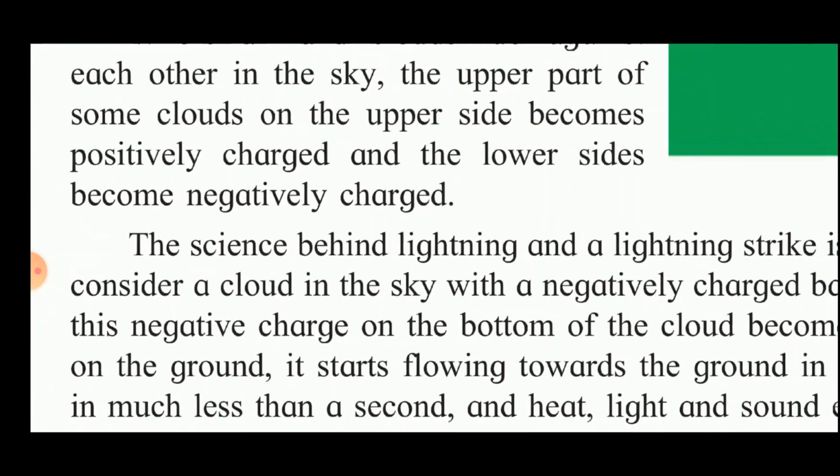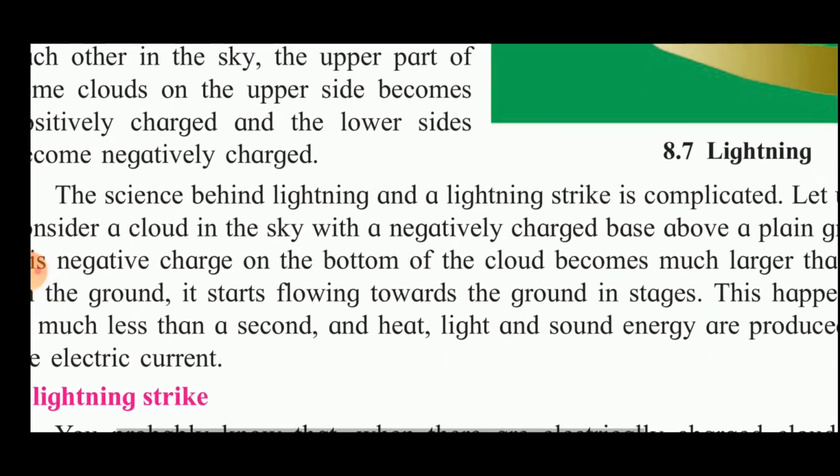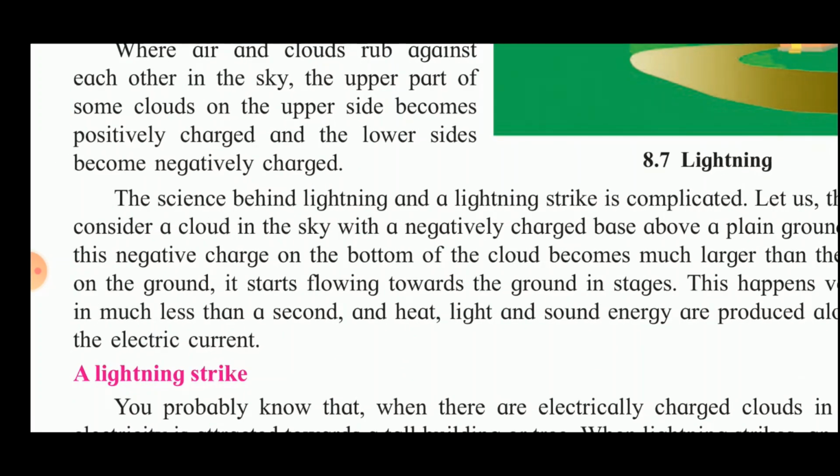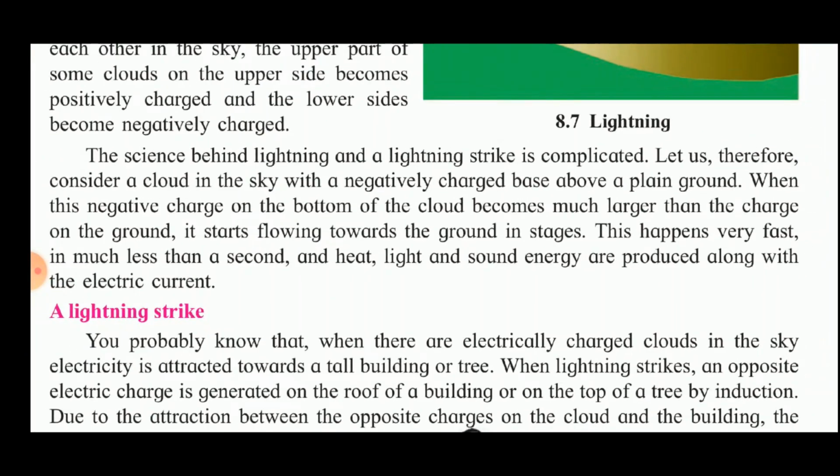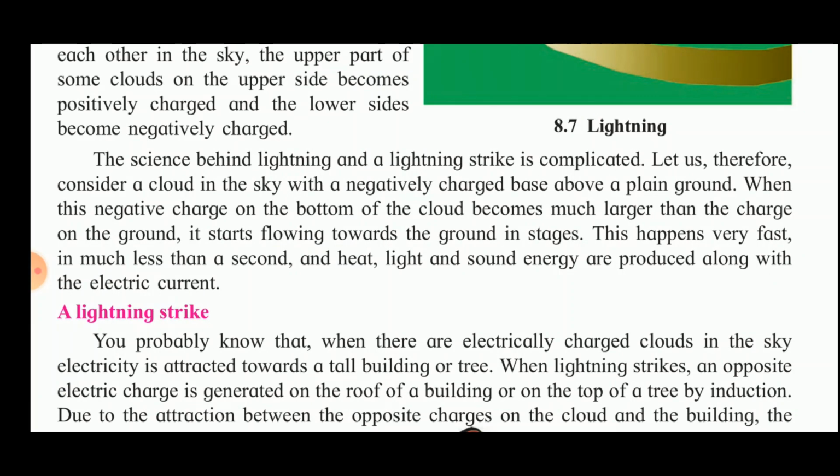The science behind lightning and the lightning strike is complicated. Now let us consider a cloud in the sky with a negatively charged base above the plain ground. When this negative charge on the bottom of the cloud becomes much larger than the charge on the ground, it starts flowing towards the ground in stages. This happens very fast, in less than a second, and heat, light and sound energy is produced along with the electric current. So when lightning takes place, first we see the lightning falling on the surface of the earth, and then after some time, we hear the thunder also.